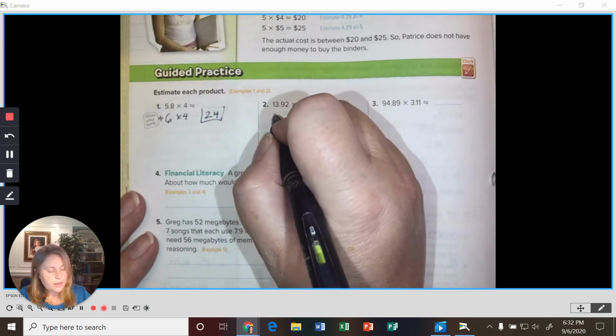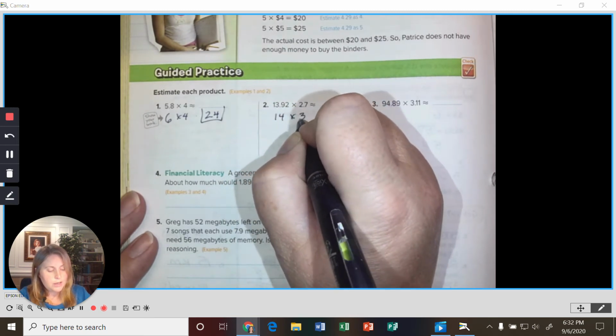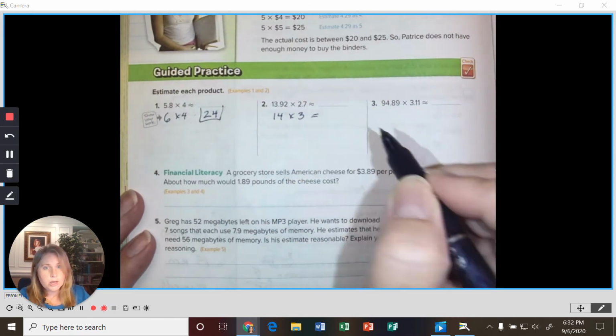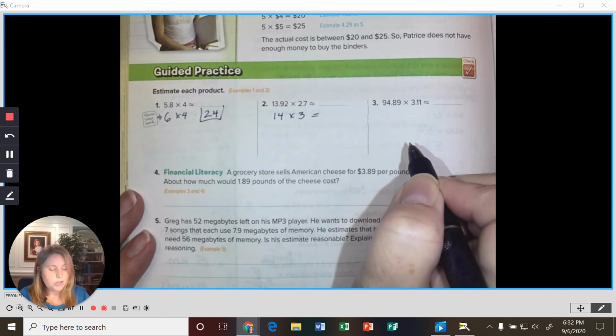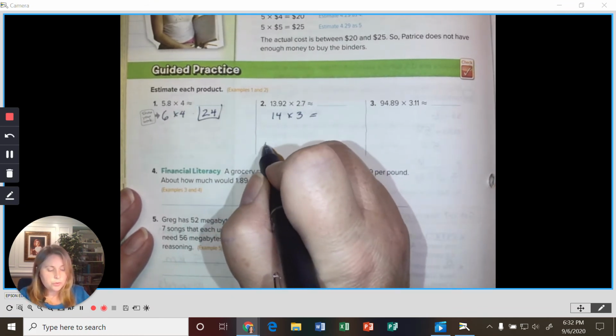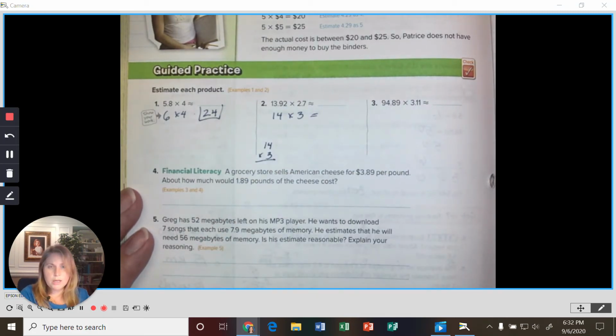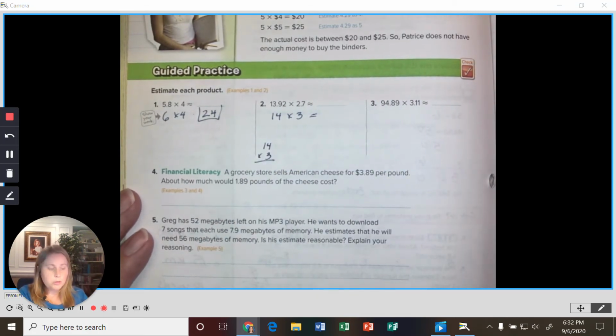13.92, we will round that to 14. 2.7, we will round that to 3. So let's practice some horizontal multiplication here. So I can carry and regroup with horizontal multiplication too. If this is confusing to you, what I'm about to do, you can always go back to writing it this way. I'm just working on practicing with horizontal multiplication.